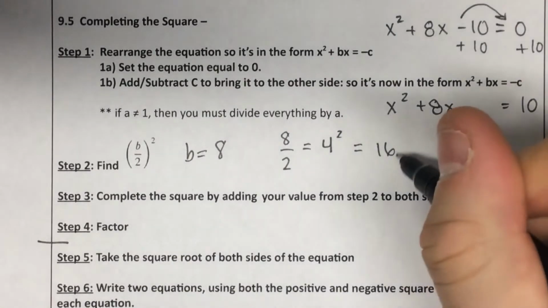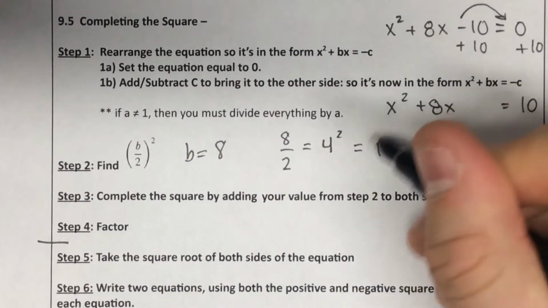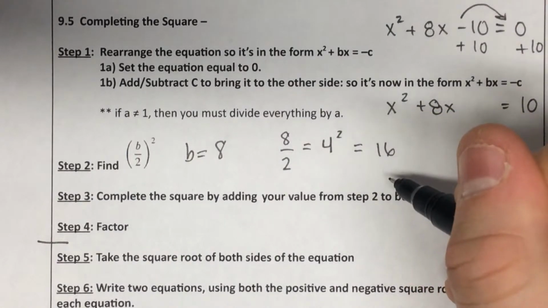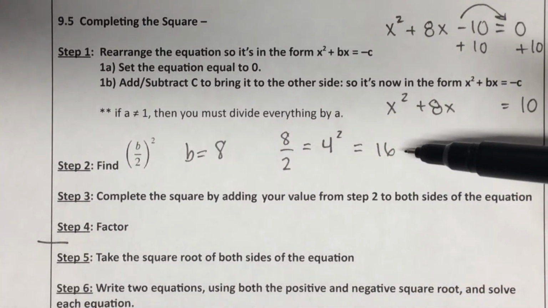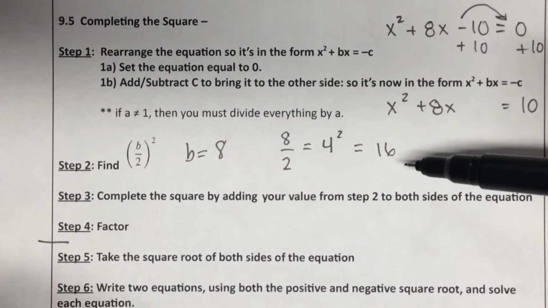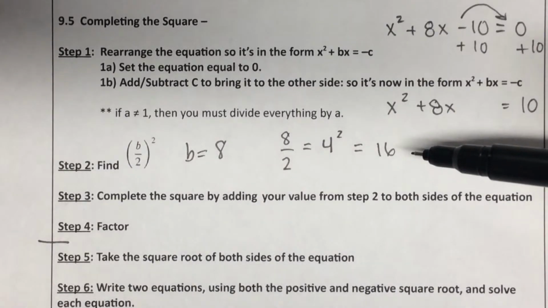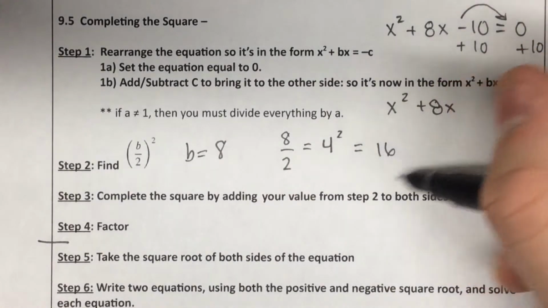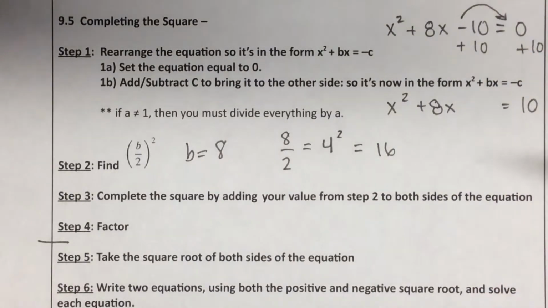Now, this number here is very important in completing the square. In fact, they can just ask you what this number is. They might ask you, what number do you add to both sides to complete the square? That is this number. That's 16.